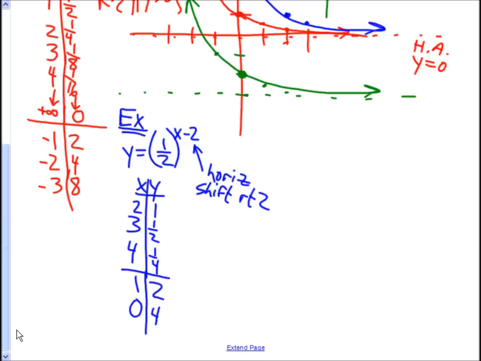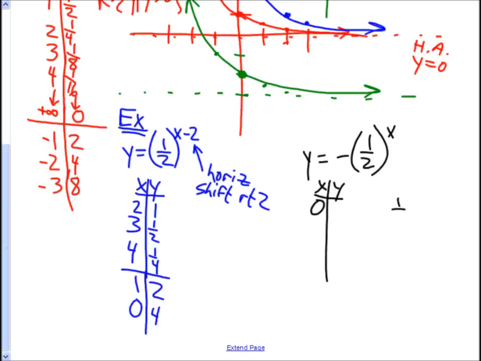All right, last one. What if we made it, instead of 1 in front, a negative 1 in front of 1/2 to the x? Well, you plug in 0. 1/2 to the 0 is 1, and then you've got that negative out front, so all of a sudden it flips it over to 0, negative 1. So it's right here, right? You plug in 1, 1/2 to the 1 is 1/2, but then you apply the negative out front, negative 1/2. So 1, negative 1/2.